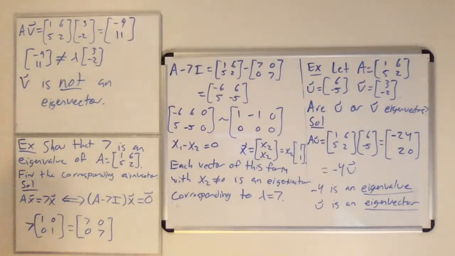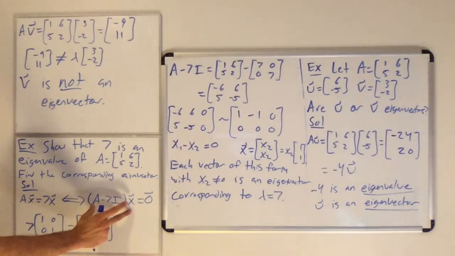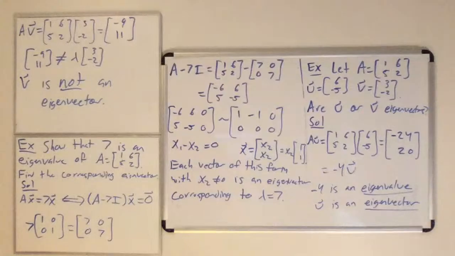So why are we using the identity matrix? We took this matrix equation here, AX equals 7x, which we don't really know how to solve. So we just rewrote it as this, and we're experts at solving those.